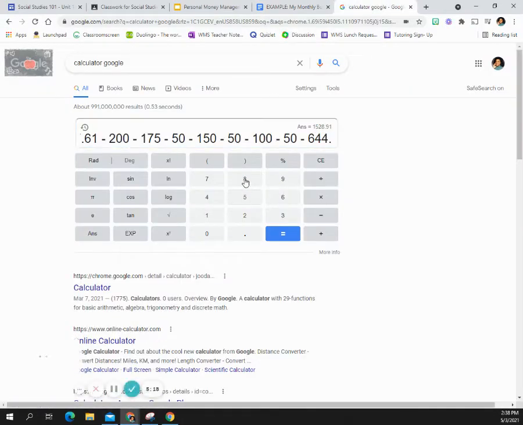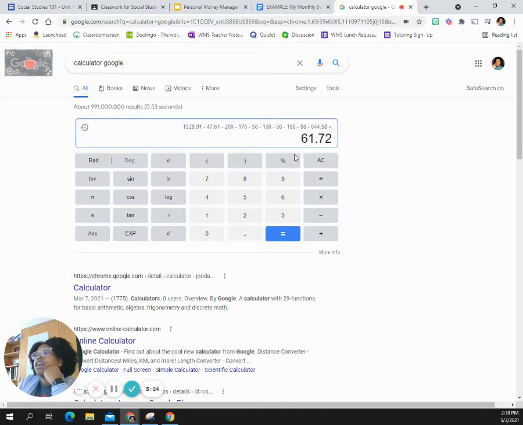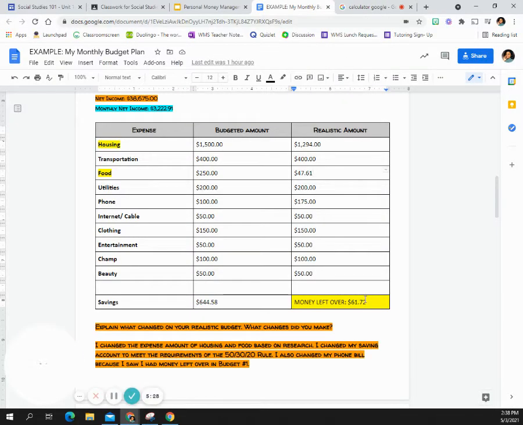$644.58. All right, that gives me the amount of $61.72. That is how much I have left over. So my money left over, what I put in here is $61.72. So after I have done everything plus my savings, this is how much money I have as a wiggle room.